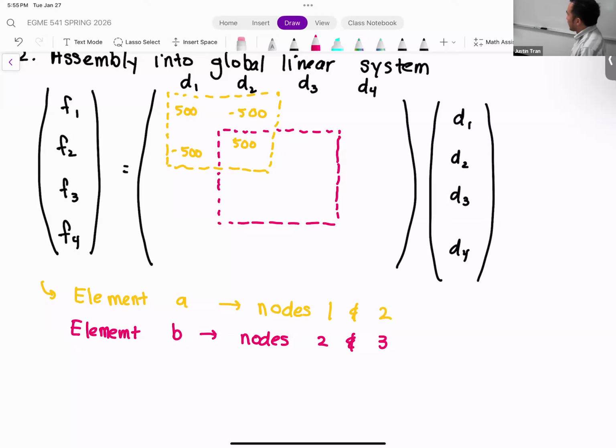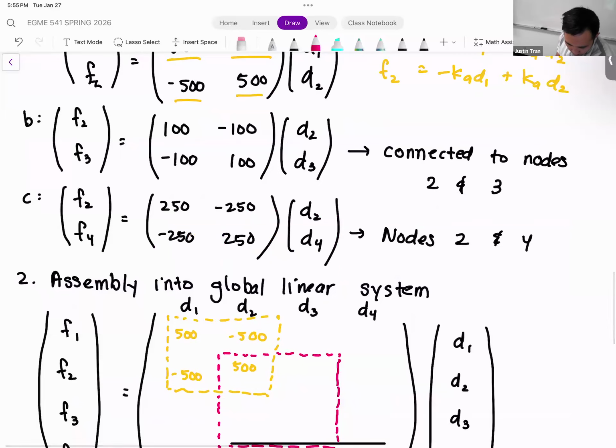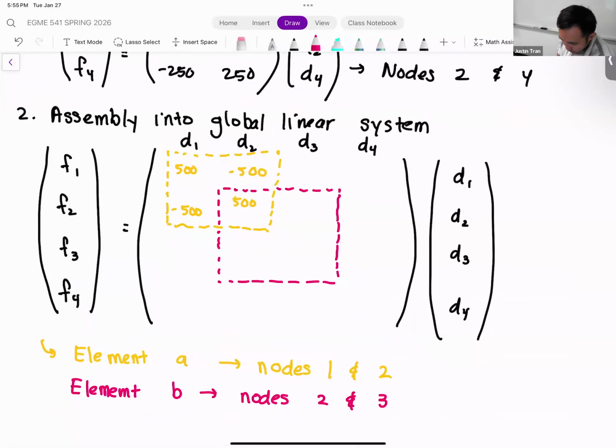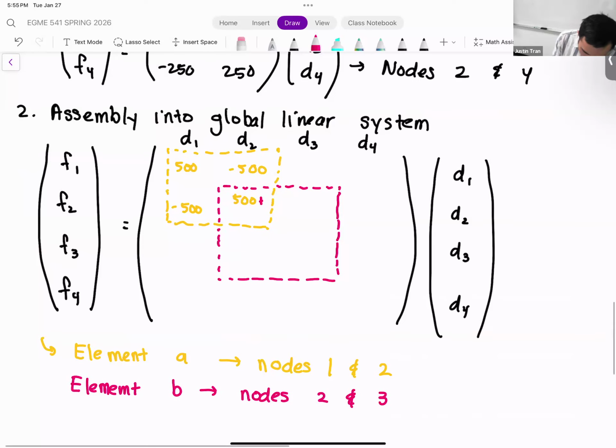All right, so let's go ahead and insert the values into there. We're going to take the values that we computed up here and put them down here. Remember, whenever you have overlapping areas in your matrix, you just add those numbers together. So this first one here, we're going to have 500 plus the 100 that comes from element B. And we're going to fill in the 100 newtons per meter on all the other spots on that matrix.